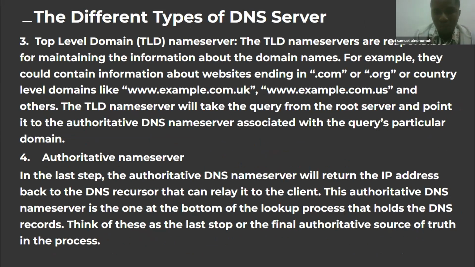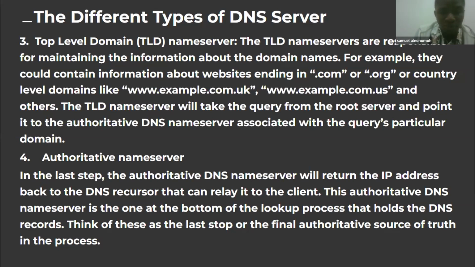Now these are popular domain names. For example, when you have a .com, the computer already knows that it's a .com. It doesn't have to go from server to server. It just restricts the lookup to .com, or .org, or a country, very popular. For example, we have www.example.com.uk. So it restricts that. The TLD name server will take the query from the root server and point it to the authoritative DNS server associated with the particular domain.